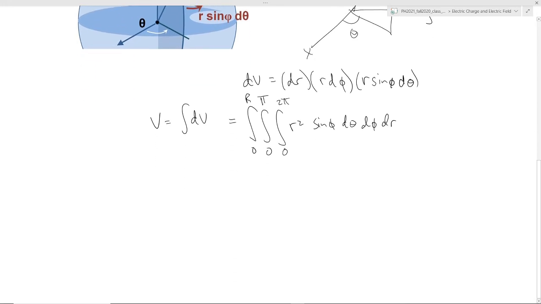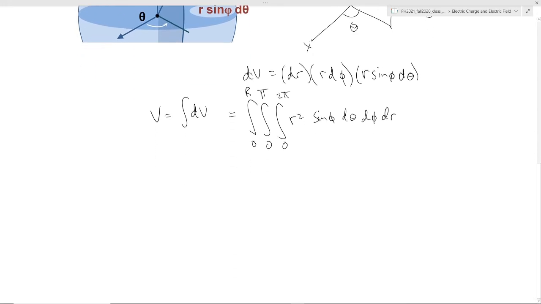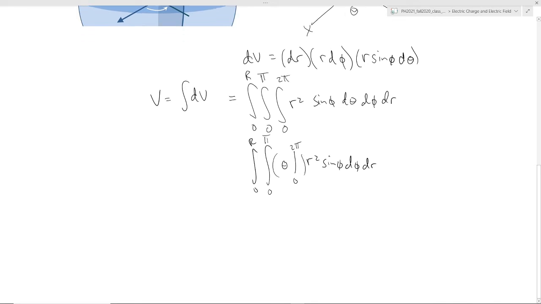So let's integrate this. If we look at the theta piece first, notice there isn't anything in here that depends on theta, so the function of theta is 1. It's the same. I'll be explicit about it: we would pick up theta from 0 to 2 pi. We still have everything else in here. And that would give you a factor of 2 pi.